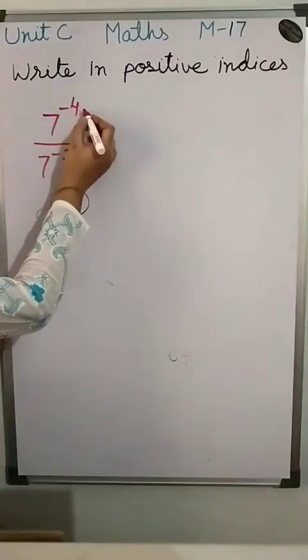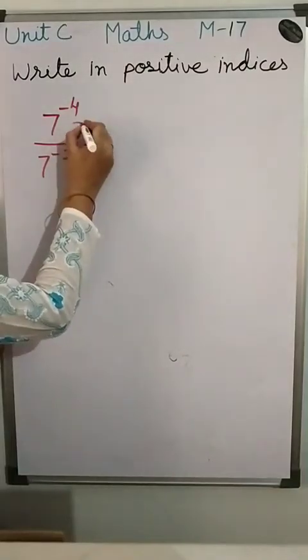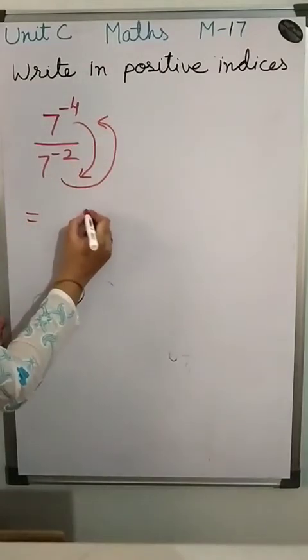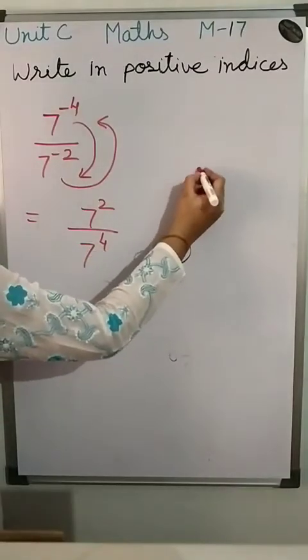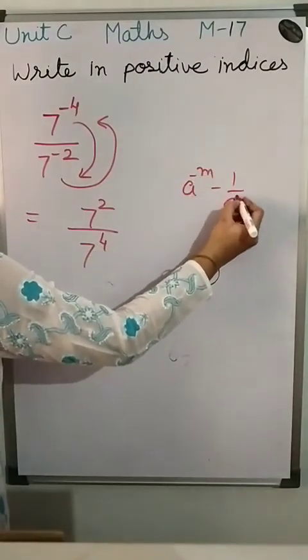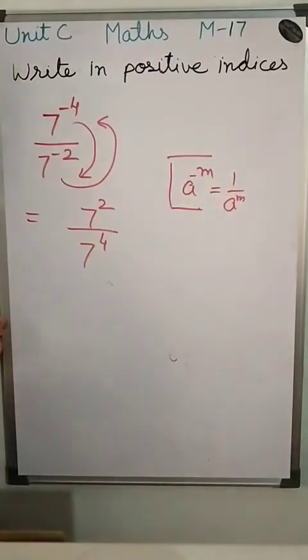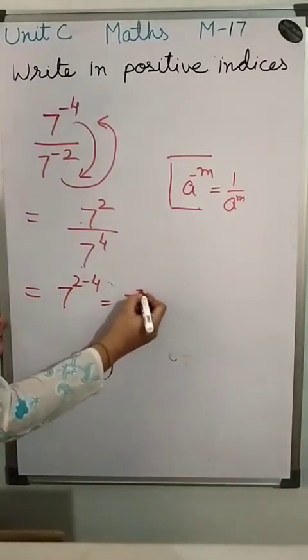Here the question is 7 to the power minus 4 upon 7 to the power minus 2. Now we convert this number into a positive power. So what we do here, this number goes here and this number goes here. So what is the answer? 7 to the power 2 and 7 to the power 4 according to this formula. Now these two are in division because bases are same, so we subtract them. So the answer is 7 to the power minus 2.